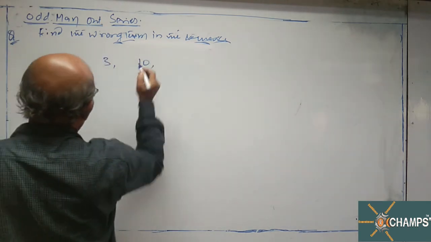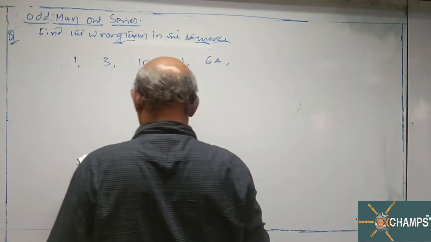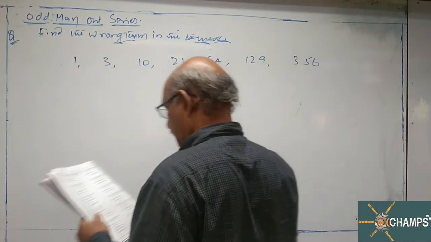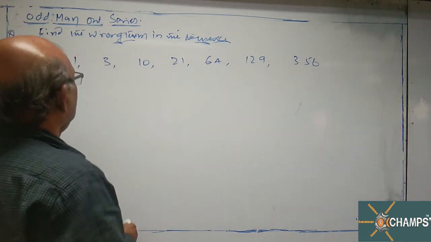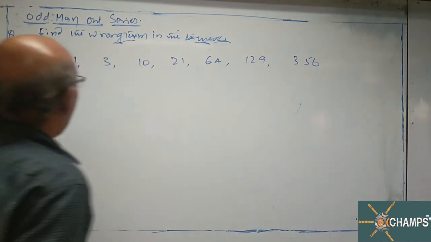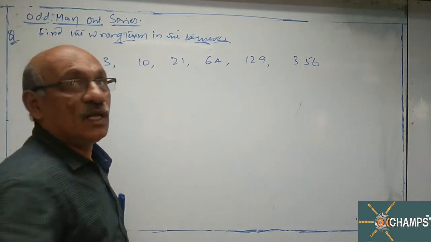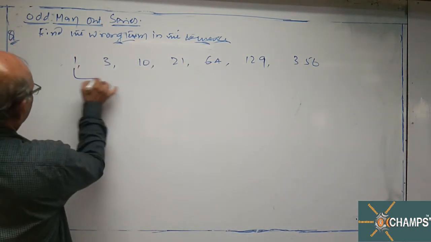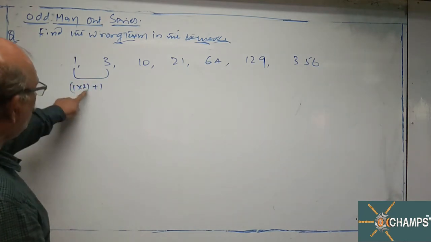1, 3, 10, 21, 64, 129, 356. So the given sequence is 1, 3, 10, 21, 64, 129, 356. Okay, sir. Now this is 1 into 2 plus 1, sir. 1 into 2 plus 1, 3.